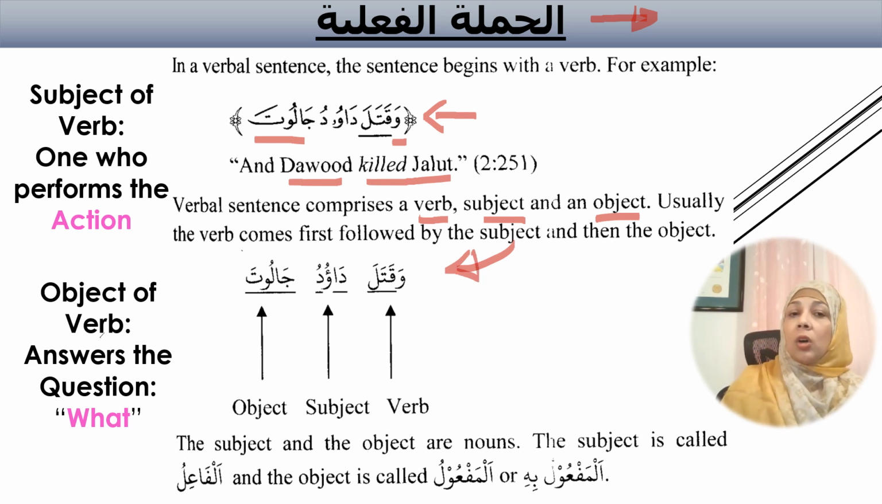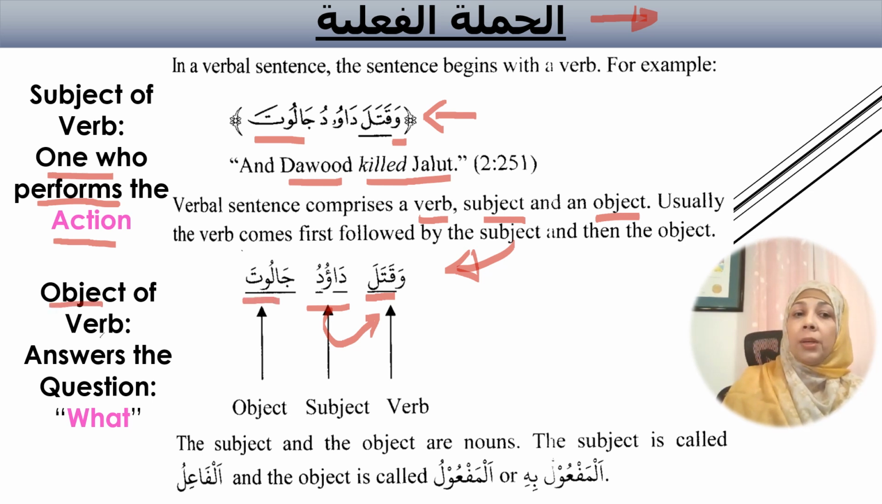Okay, so qatala is a verb. Okay, and every time you have a verb, you're going to have a subject of the verb. Subject is the one who performs the action of the verb. Okay, so here Daoud is the one doing the killing. Okay, so Daoud is the subject of this sentence. Okay, and Jaluta is the object here.